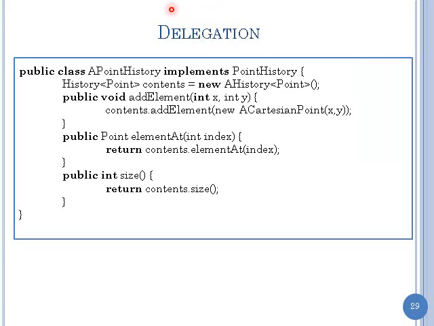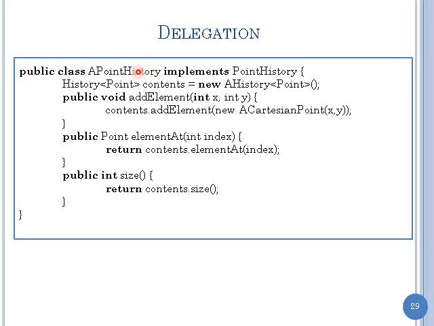Does the English word delegation make sense? And if it does, who's the delegator and who's the delegate? Zach? The point history is the delegator, and the delegate will be history in the brackets. A history is my delegate, and this is the delegator. This is the guy who says, I don't want to do work. I pass the work to somebody else. I delegate it to somebody else.